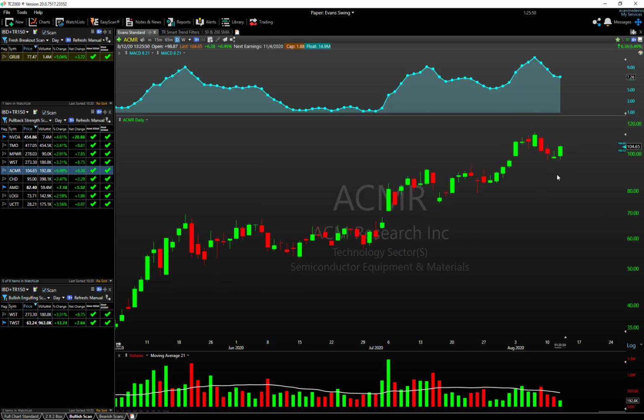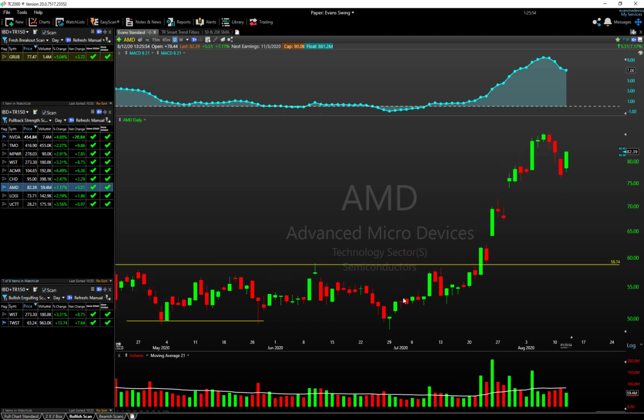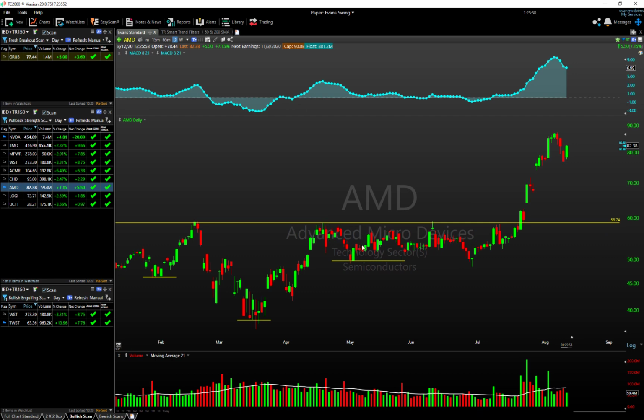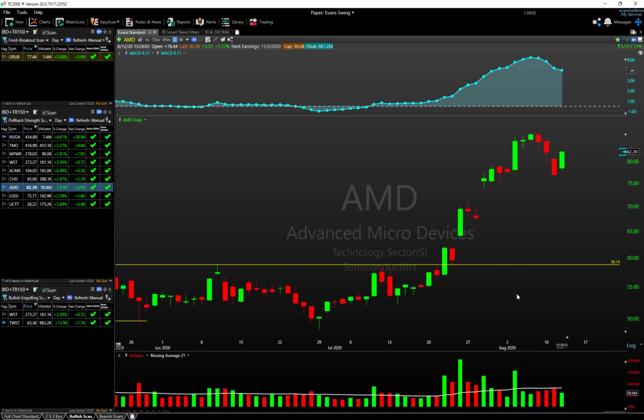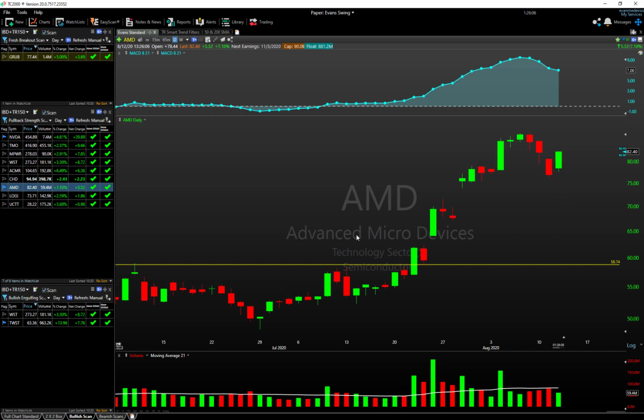ACMR, another one, very similar formation, and AMD, how could we forget about this one? This recently had this big breakout over 58. This was a Trade Ideas multiple times in here as a long-term leader candidate. It did get that breakout. It's now offering up a small sort of tactical entry here in AMD. So those are all sort of pullback candidates.